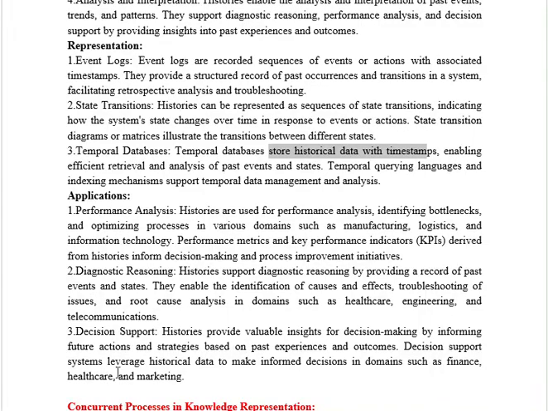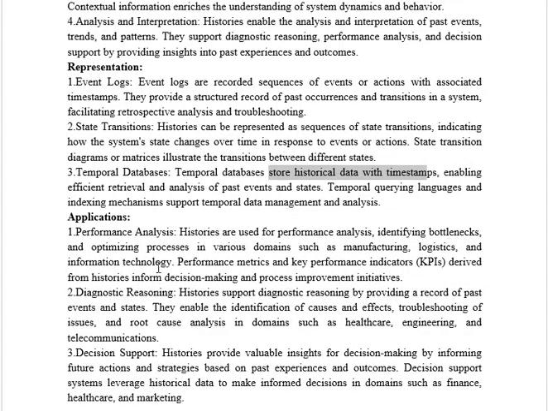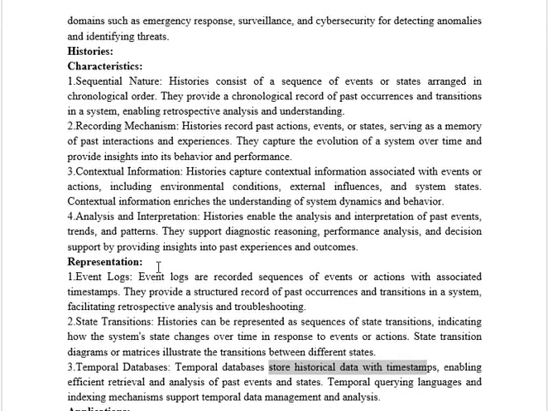And decision support: we can make a successful decision by taking some past events. So these are the three applications, which I mentioned before.